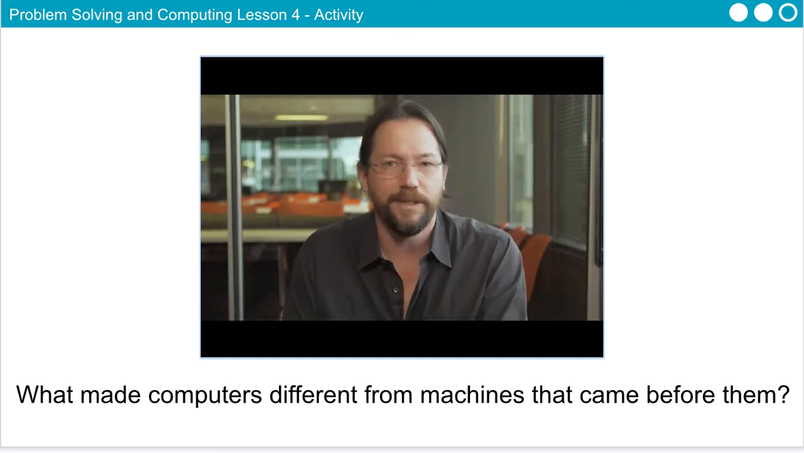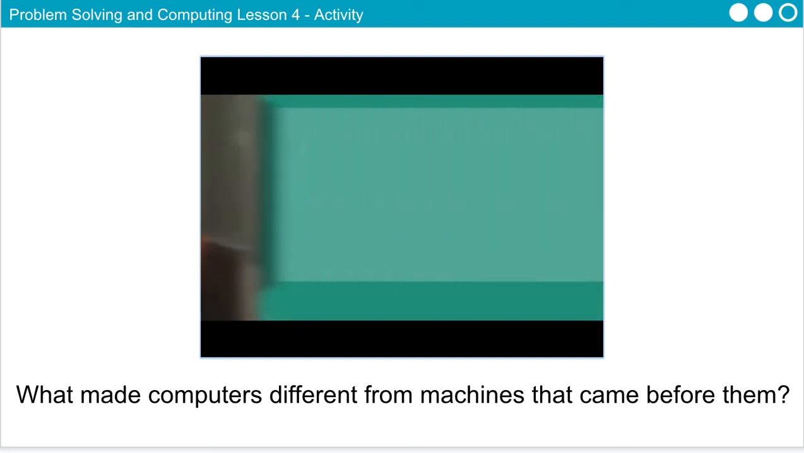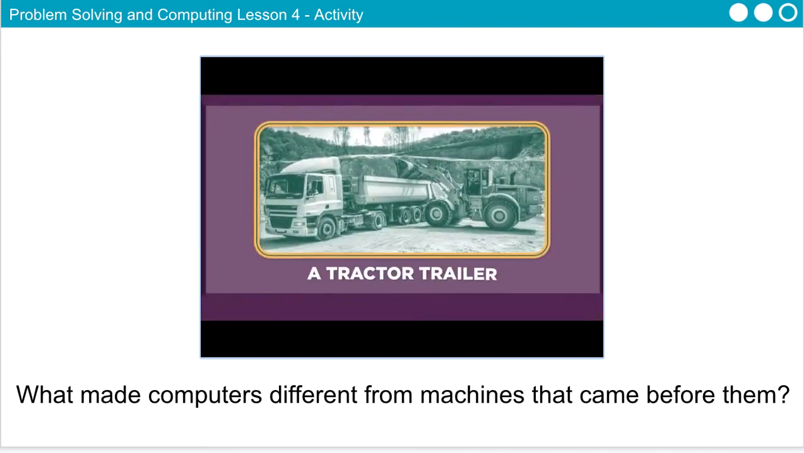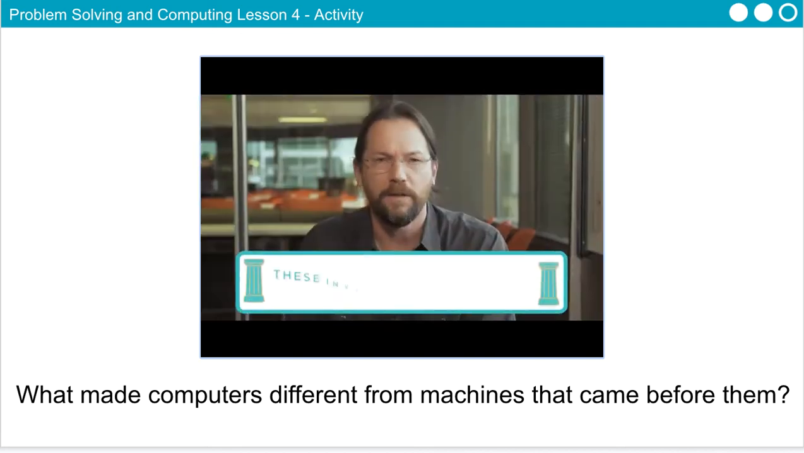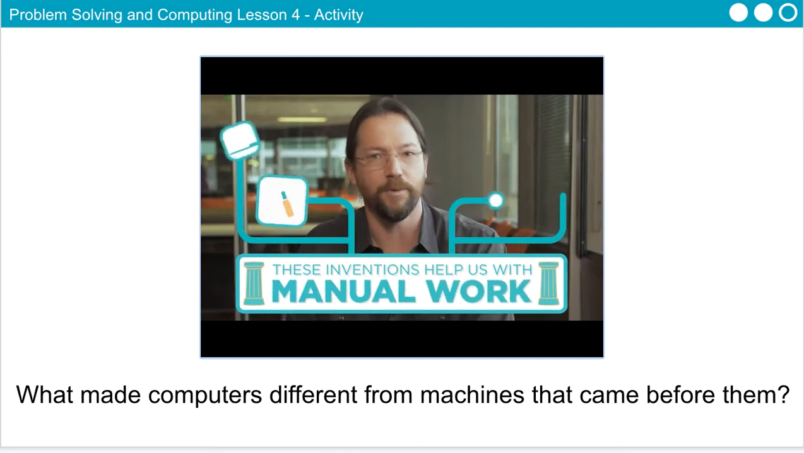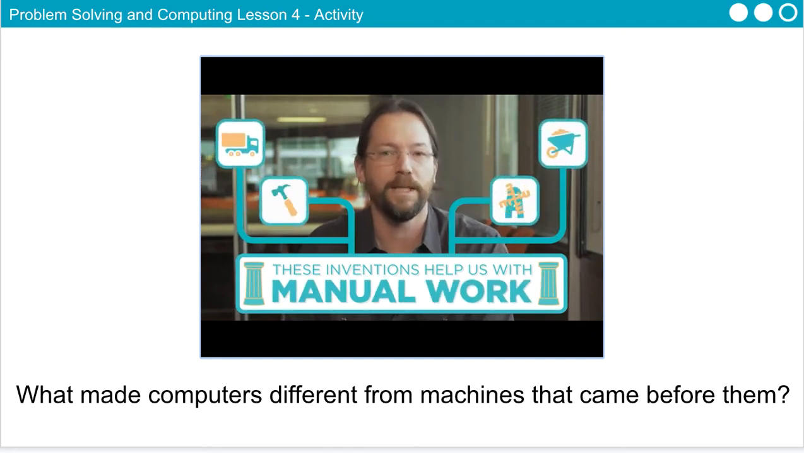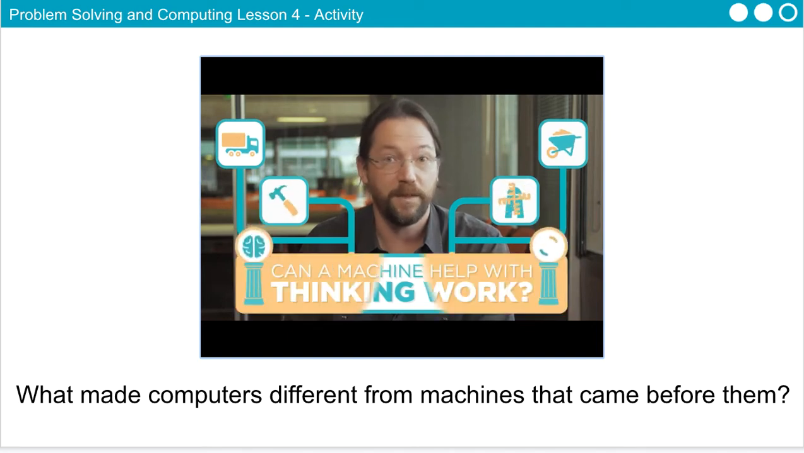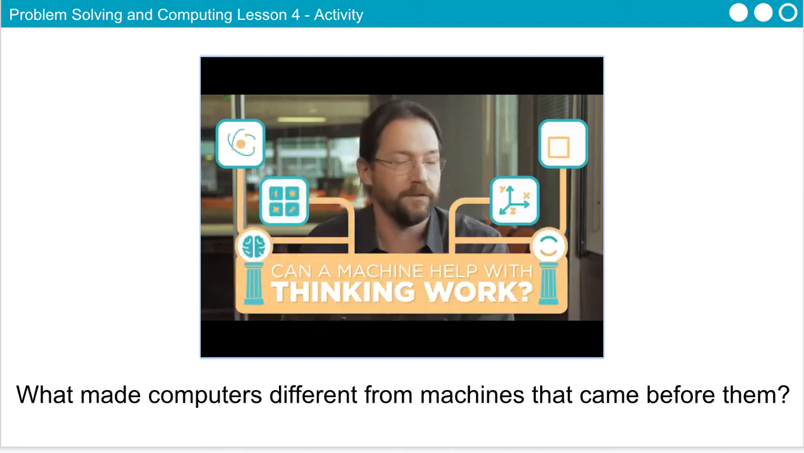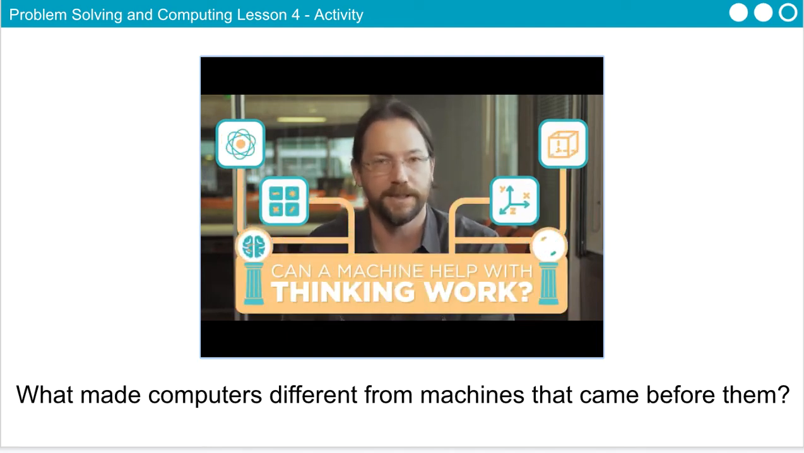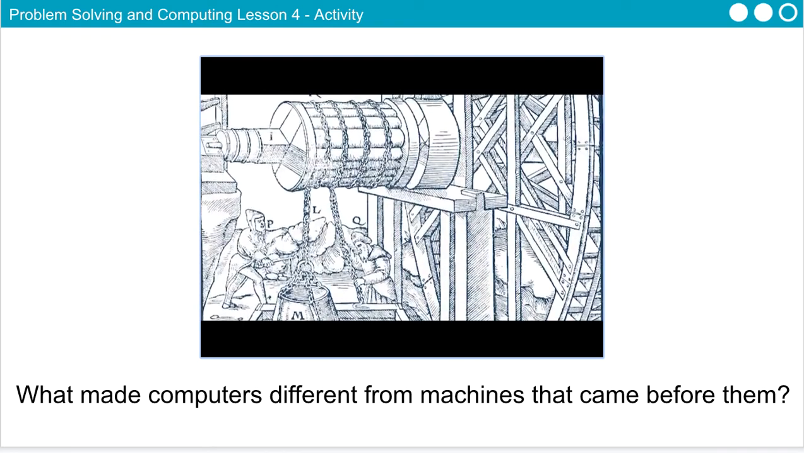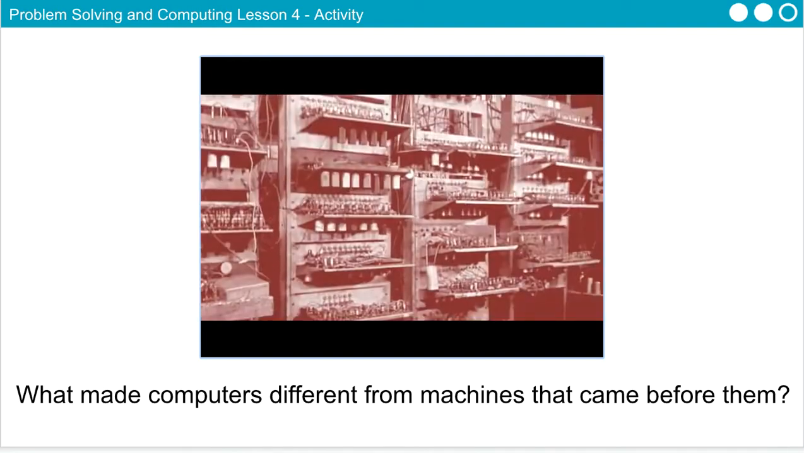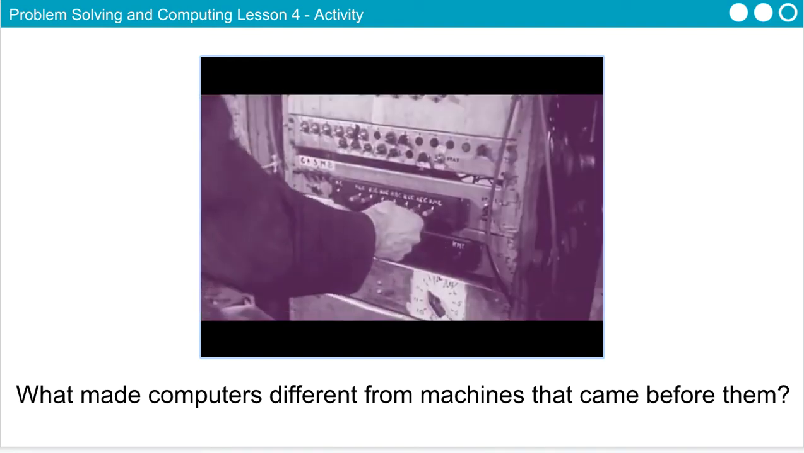As humans, we've always built tools to help us solve problems. Tools like a wheelbarrow, a hammer, or a printing press, or a tractor trailer. All of these inventions helped us with manual work. Over time, people began to wonder if a machine could be designed and built to help us with the thinking work we do, like solving equations or tracking the stars in the sky. Rather than moving or manipulating physical things like dirt and stone, these machines would need to be designed to manipulate information.